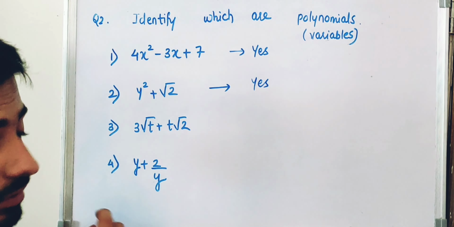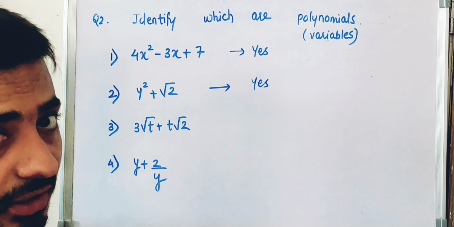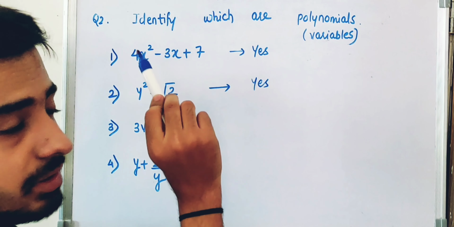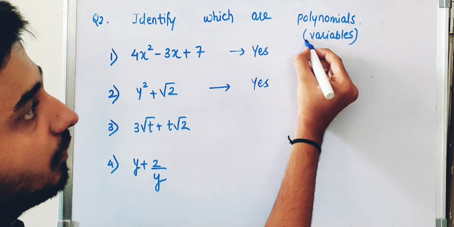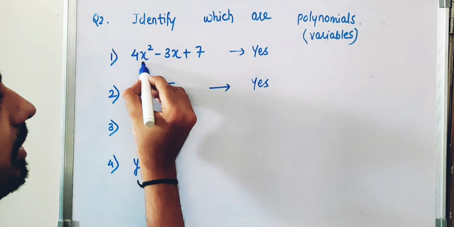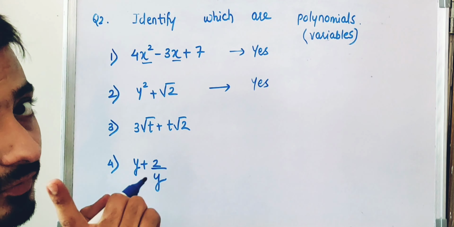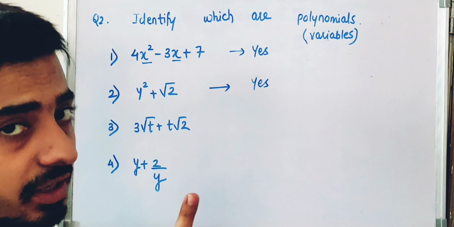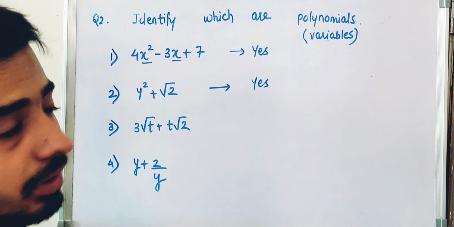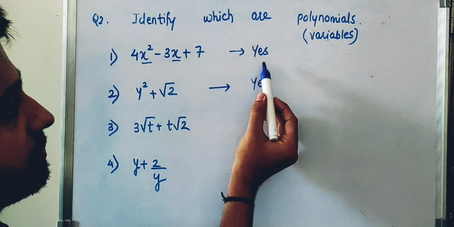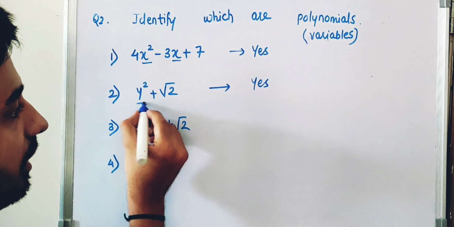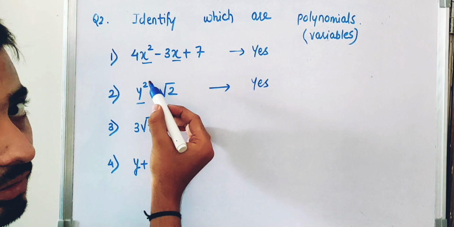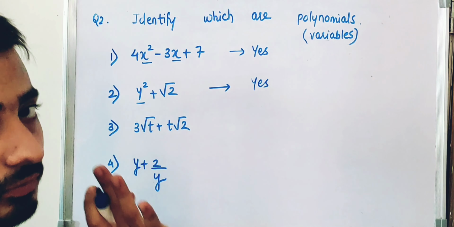Okay, does anybody have any doubt? I am repeating once again. This is the question: identify which are polynomials. We have to focus on variables only. What is the variable here? x. And the power will not be a negative number or in fraction form. This is the first and most important condition for a polynomial. The power is in proper format, so it is a polynomial. Here the variable is y and the power is 2. The power is in proper format, not a negative number and not in fraction form. So it is a polynomial.